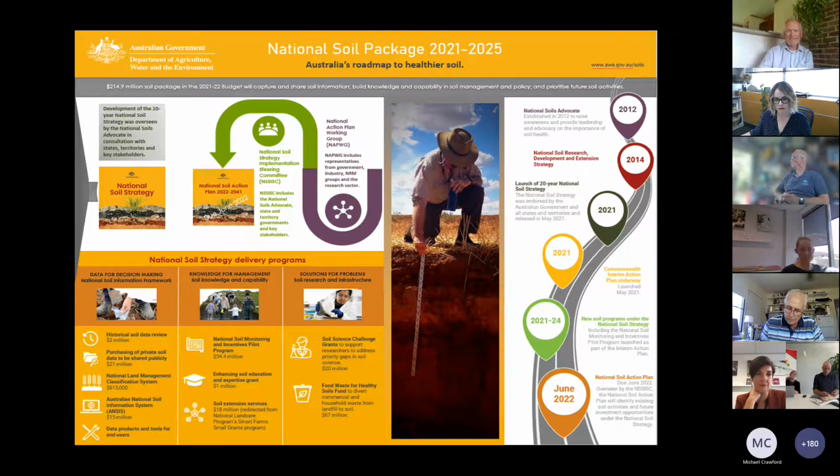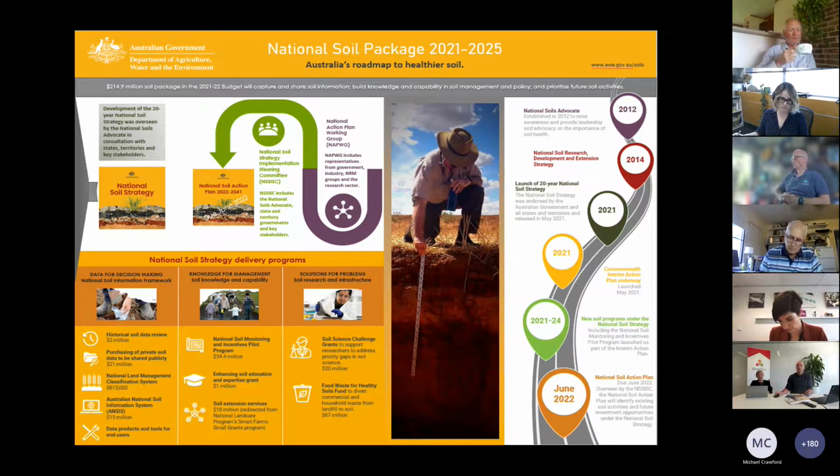We've got a little 3 columns there, and the first column talks about the data piece. And so this is all around data monitoring and sharing, because we know that we have a bit of a gap with soil data. And so what we want to do is we want to be able to review and understand the historic soil data that we have so that we can understand our state of Australian soils. And we also want to collect new data. And so with that knowledge, we'll be able to better understand what the gaps are, and we'll be able to work with stakeholders to fill those gaps.